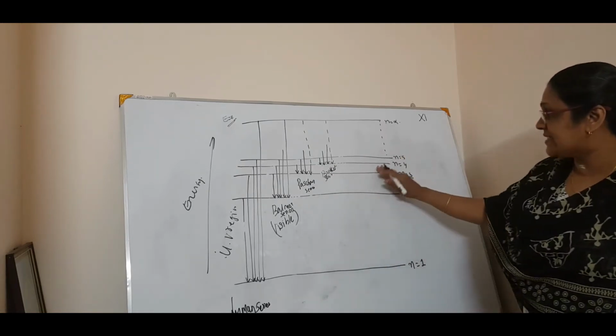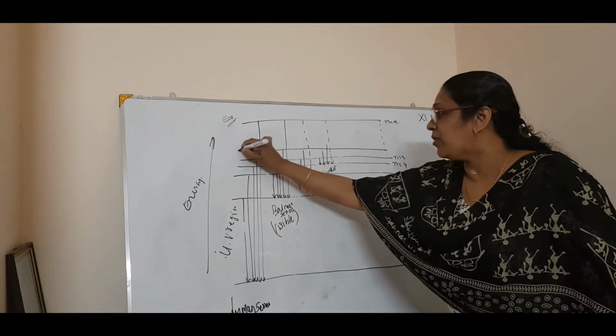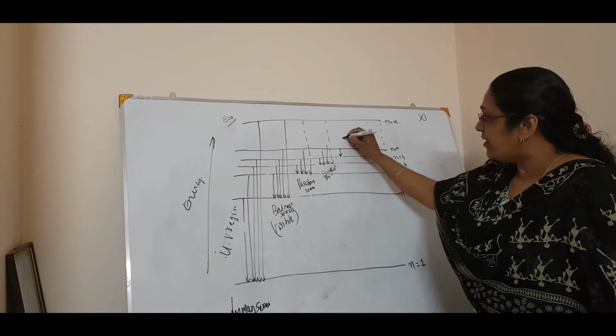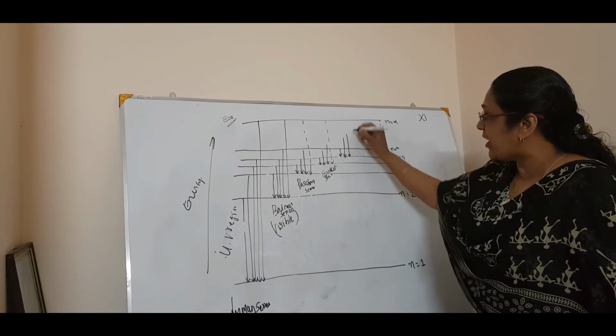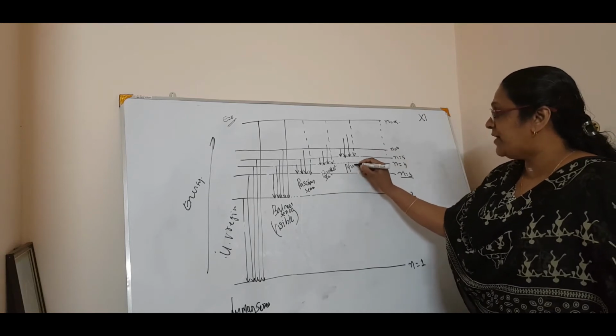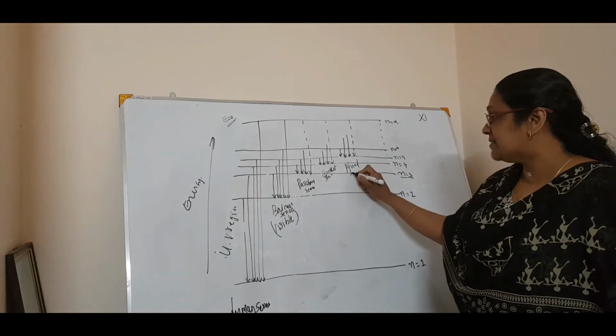Okay, and then the next term is n is equal to 5. So again I have to draw one more, that is n is equal to 6. So first must be 6 to 5, then 7 to 5, 8 to 5 and from infinity to 5. So this is called the Pfund series, P silent there, Pfund series.